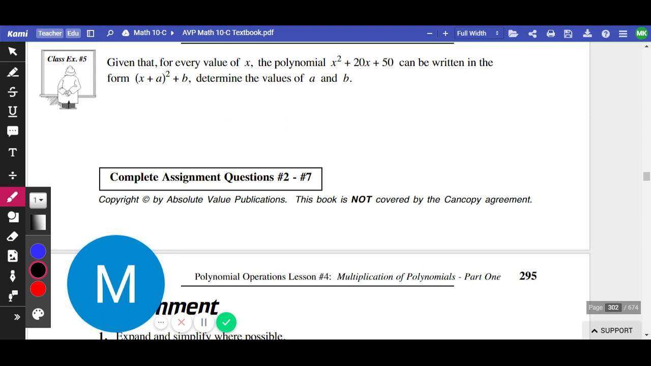This says, given that for every value of x, the polynomial, this thing, can be written in this form, determine the values of a and b. They're saying that this and this can be written in the same form. Right? They're the same thing, even though this one's got numbers and this one's got a's and b's. What we're going to do is try to turn one of these into the other form.